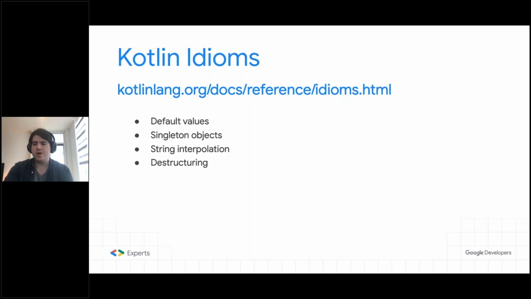Destructuring is super useful as well. If you have a class like a pair or a data class where it has sequential components, then you could explode it into individual variables. This exists in many other languages as well.